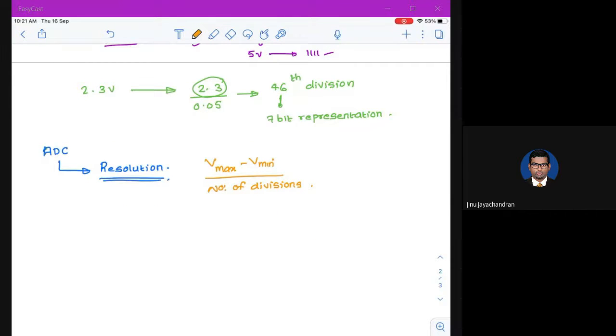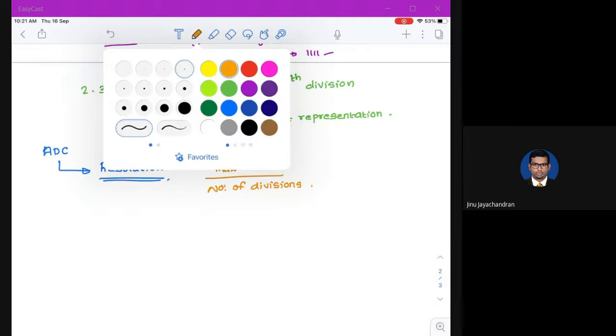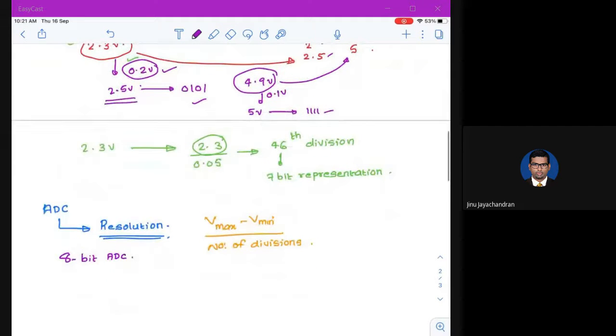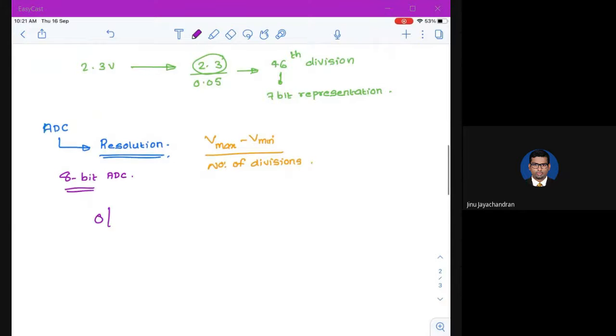Now, let's say you have an 8-bit ADC. An 8-bit ADC means that each boundary or each division will be represented by an 8-bit value. So you have from 0 to 5 volt, and you have multiple divisions like this. Each of these divisions will be represented by an 8-bit value. That is called an 8-bit ADC. If it is a 16-bit ADC, then each division is represented by a 16-bit value. Okay. So why do we need to specify 8-bit or 16-bit ADC?